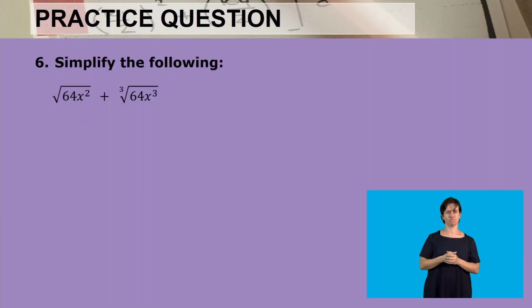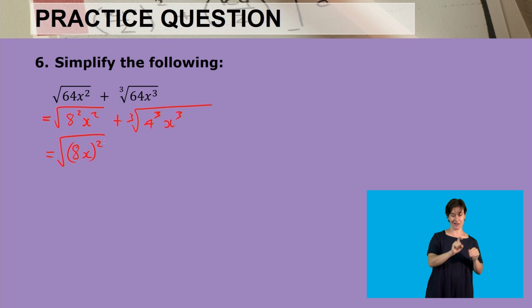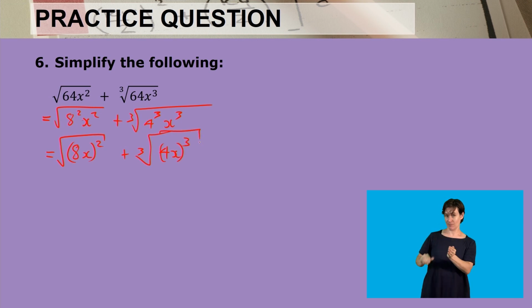It says simplify the following: the square root of 64x squared plus the cube root of 64x cubed. Let's resolve first what is under the radical sign. 64x squared can be expressed as 8 squared x squared. And under the cube root sign, 64x cubed can be expressed as 4 cubed x cubed. So we have 8x all squared under the square root sign and 4x all cubed under the cube root sign.